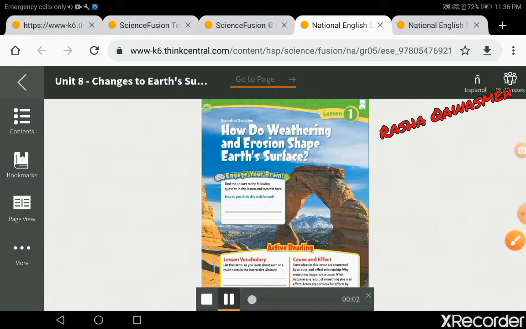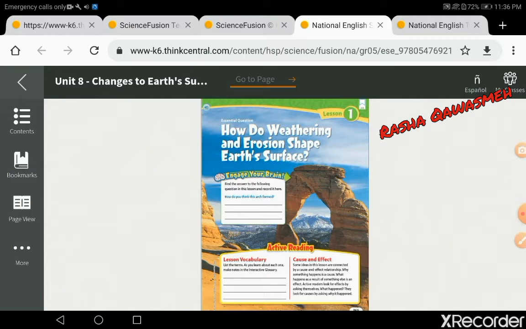Lesson 1. Essential question. How do weathering and erosion shape Earth's surface? Engage your brain. Find the answer to the following question in this lesson and record it here. How do you think this arch formed? Active reading. Lesson vocabulary. List the terms. As you learn about each one, make notes in the interactive glossary.